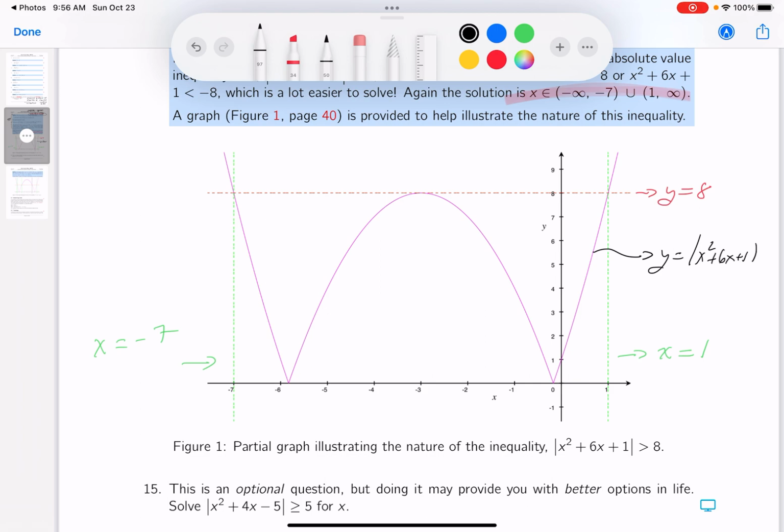And what did they basically ask for? Was it greater than 8? Well, let me take a look at it, and I'm going to shade it in now for you. So I'm going to say it looks like it's over here and over here. What is that? Well, the intervals we just discussed. What were those intervals? Looks like minus infinity up to minus 7, union 1 off to infinity.